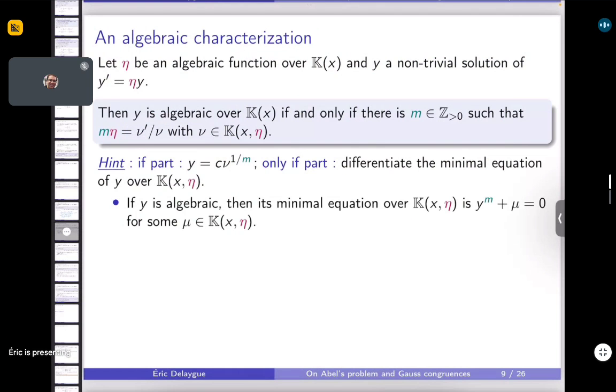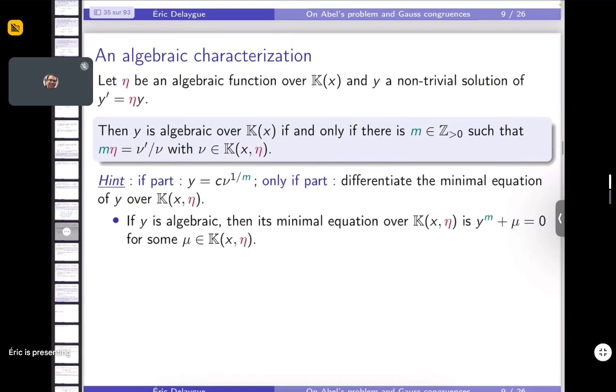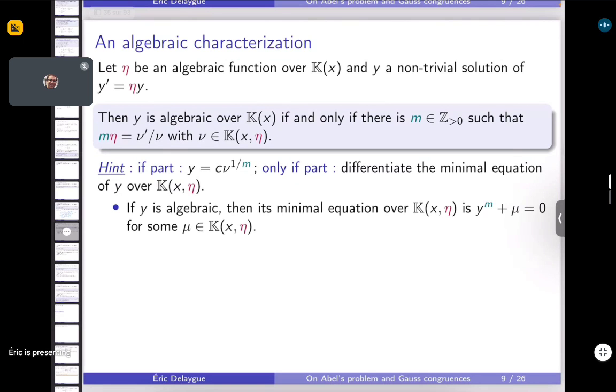So we have this algebraic characterization, and in fact, with the same argument, if you work a bit, you will find that if y is algebraic, then its minimal equation over k(x, eta) is of the form y^m plus mu equals 0, with mu an element of the field. So in fact y is the m-th root of an element of the field k(x, eta).